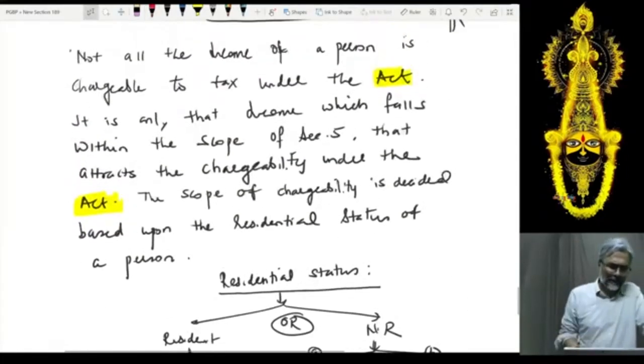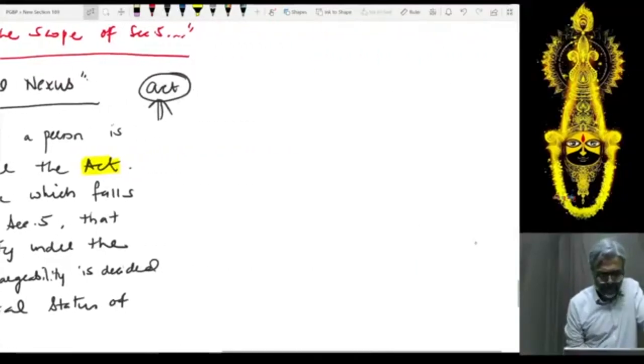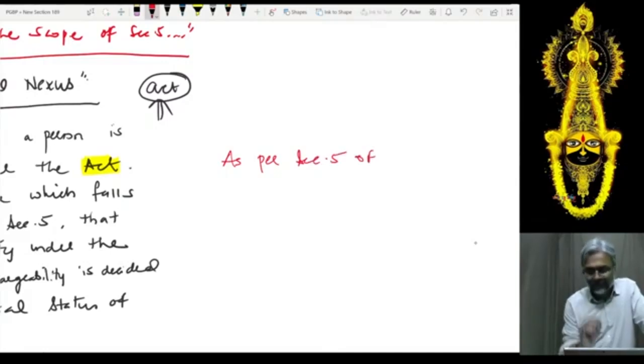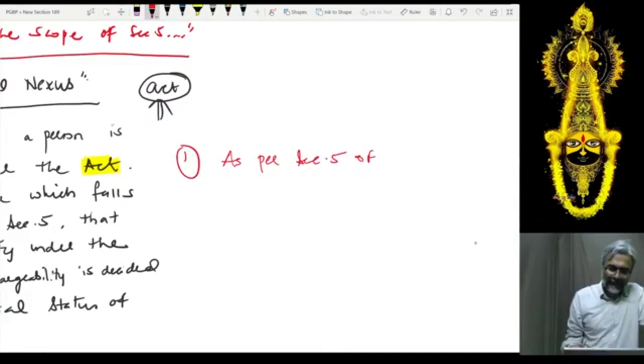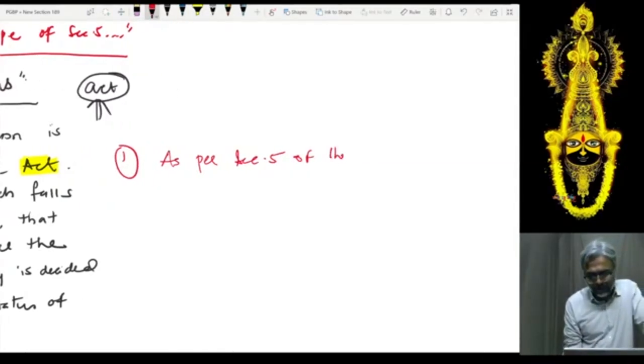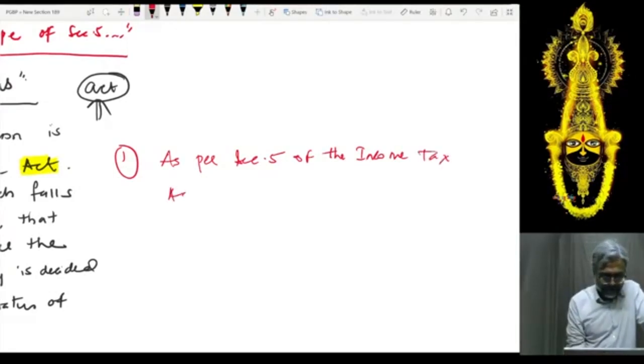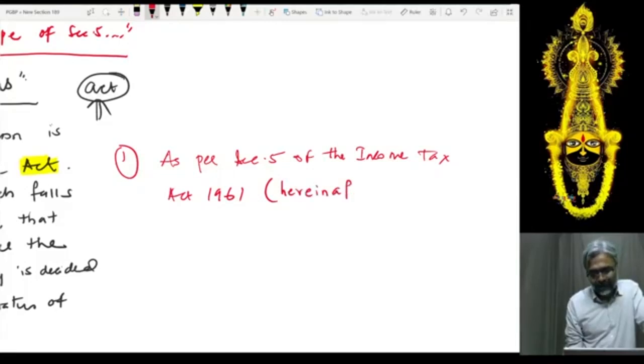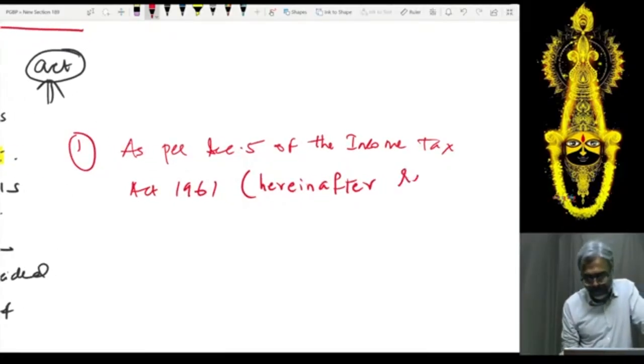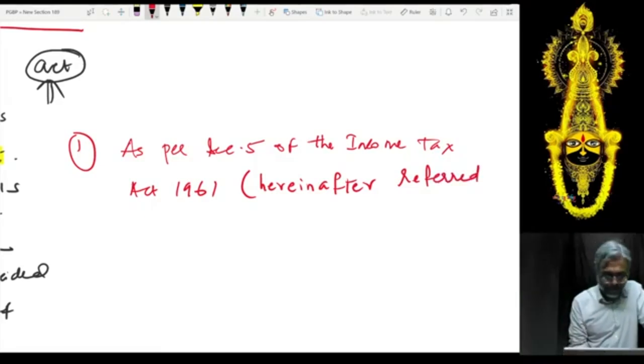In the first answer, students, just have a look at how I'm writing. As per section 5 of the Income Tax Act 1961. Now in the bracket I'm going to write: hereinafter referred to as the Act.